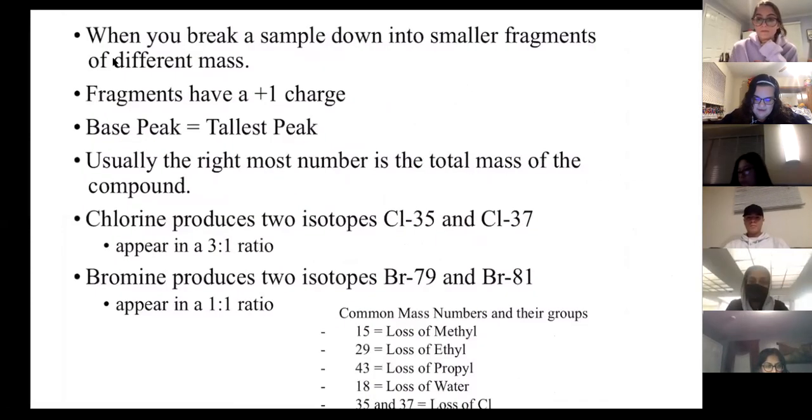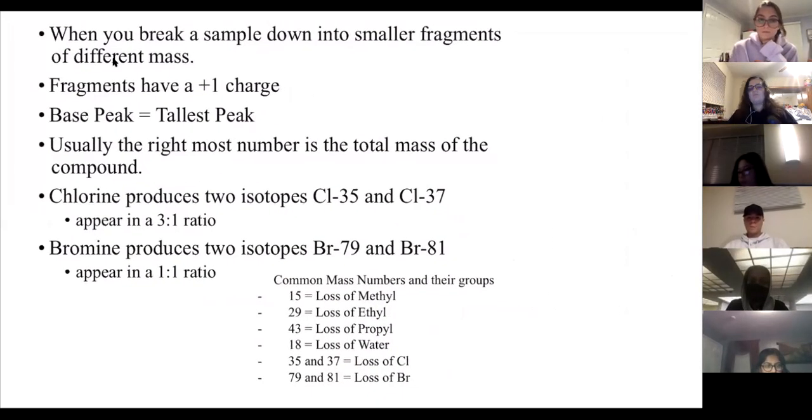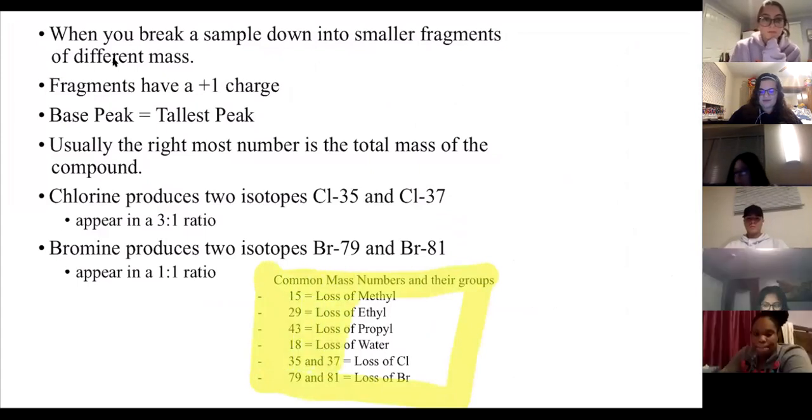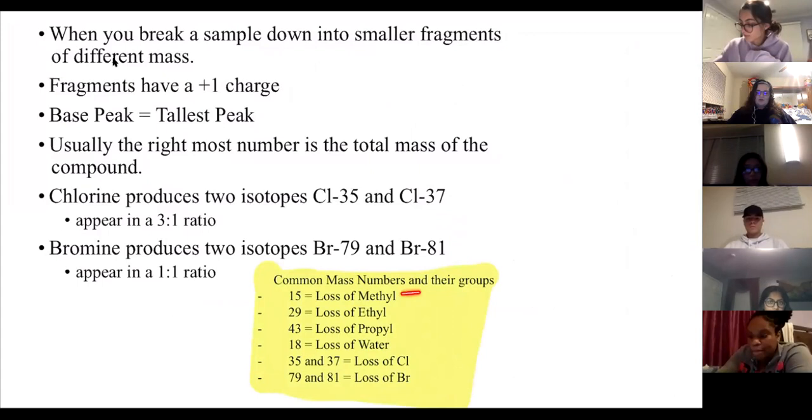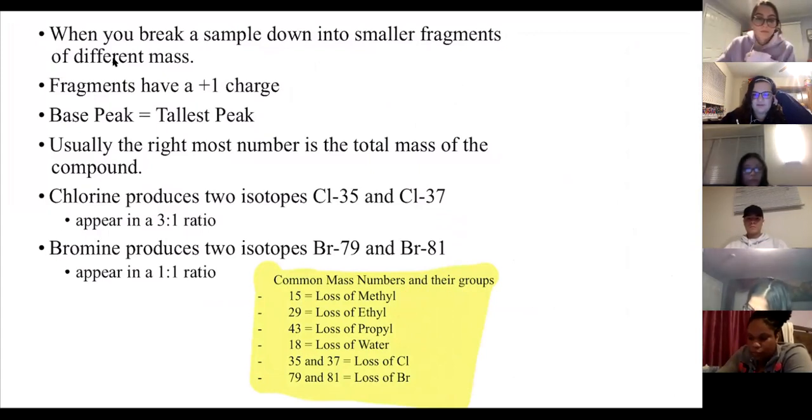So for mass spec, this is an info sheet. These guys down here are your lifesavers. These are the common mass numbers of groups that you can lose. And I'll talk about what that is in a second. But the three most common are methyl, ethyl, and water, I'd say. Doing all the past exam questions, they really only ever lose an ethyl. That's all they've shown.